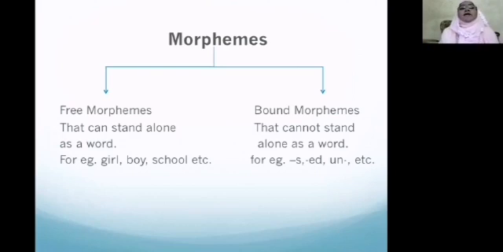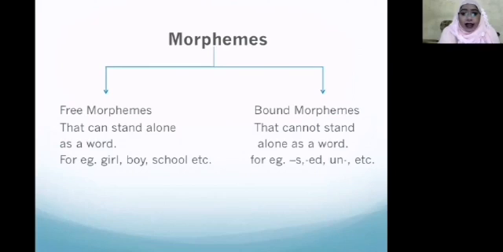The same way, there are many, we will see. So some bound morphemes can change category, some can change meaning, and some cannot change anything, they just change the number. All right, the main thing is that we have two morphemes, free morpheme and bound morpheme. Free morpheme can stand alone as a word, and bound morpheme cannot stand alone as a word. It has to be attached with a free morpheme in order to make any sense.